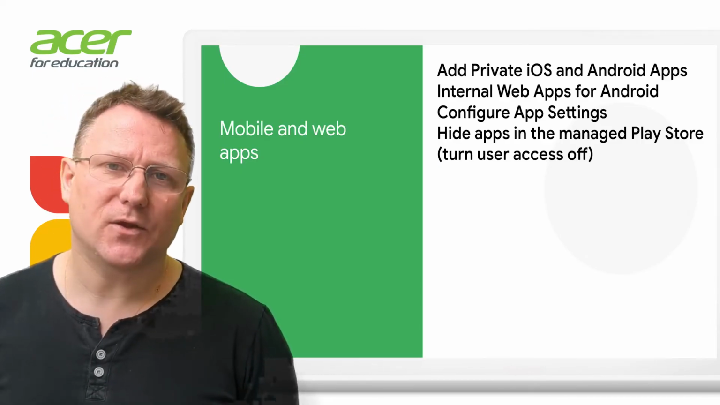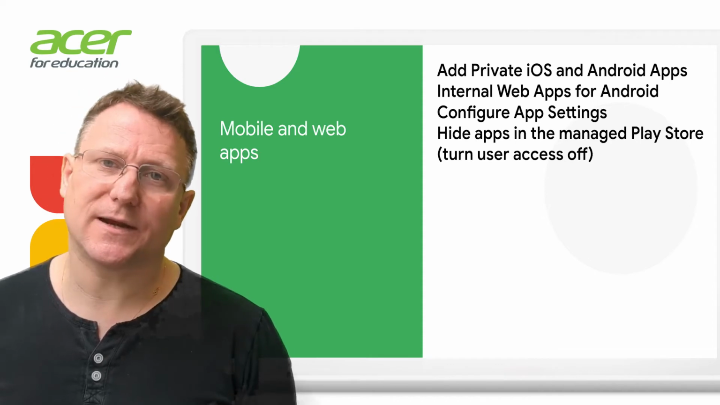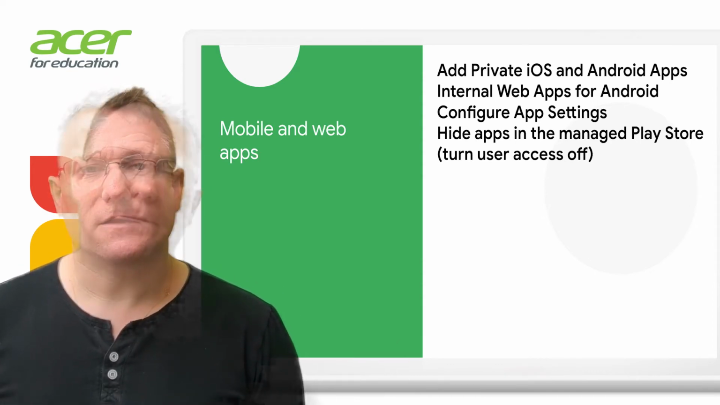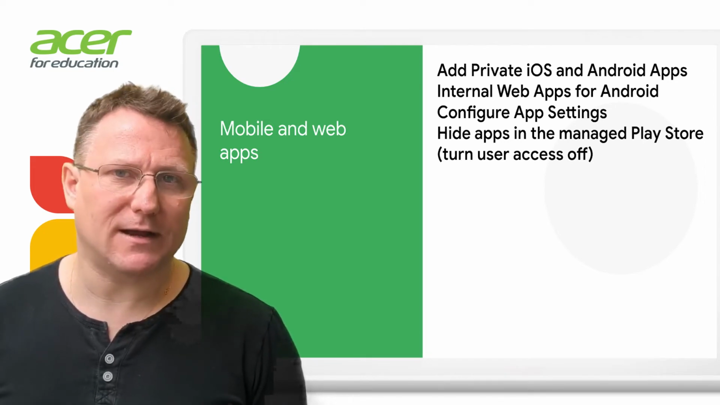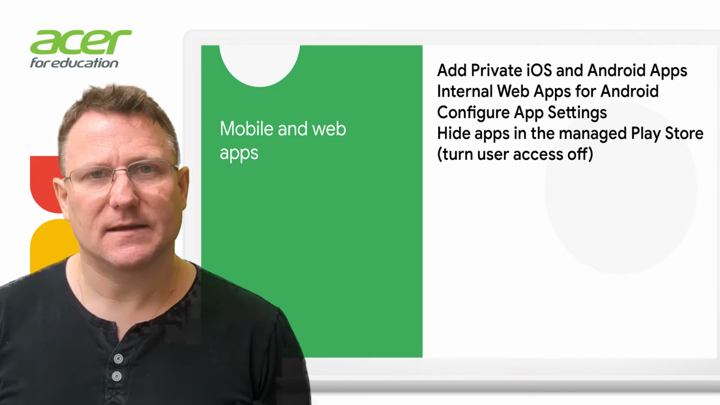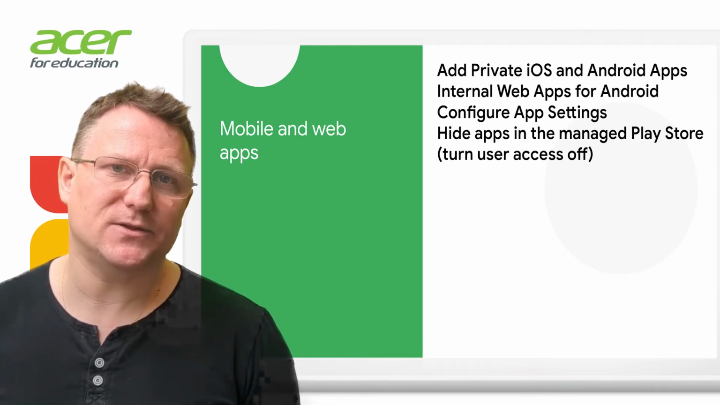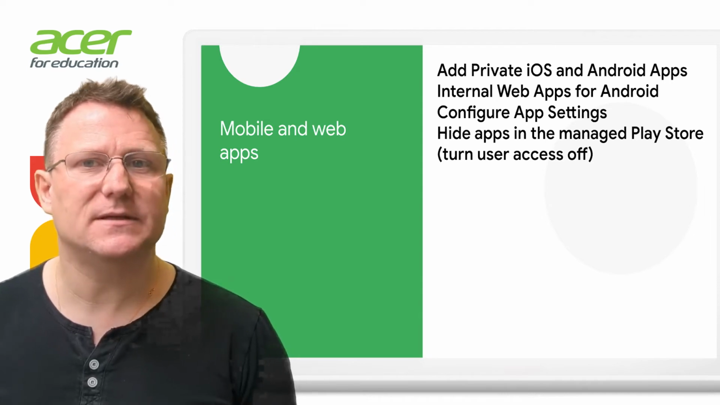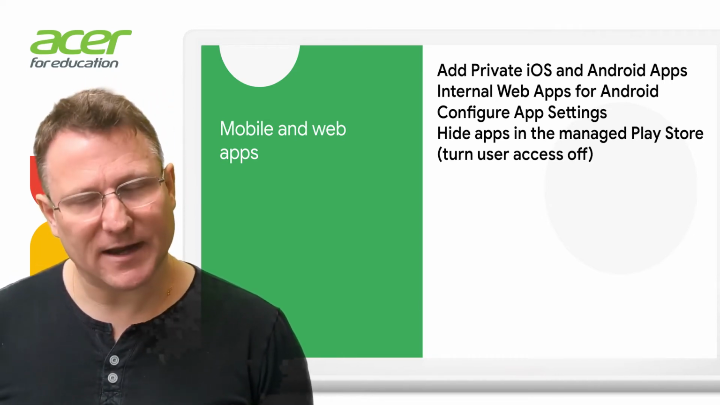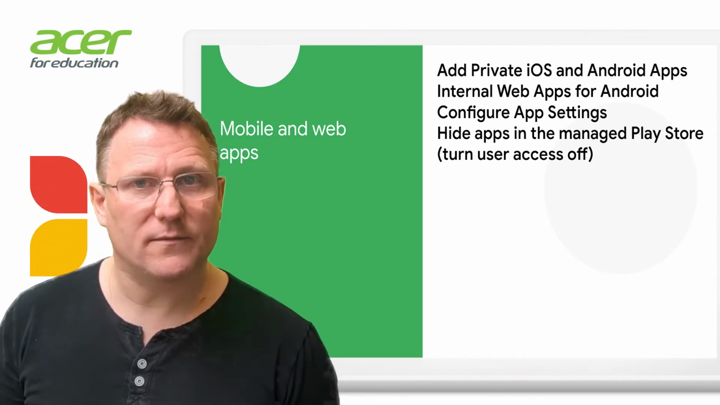As an admin, you can also add private iOS apps or Android apps and internal web apps for Android. Once you have added your app or apps to the list, you can configure app settings. After you add an app to the list, you can hide it from users in the Managed Google Play Store for Android apps or the Google Device Policy app for iOS apps by turning user access off.